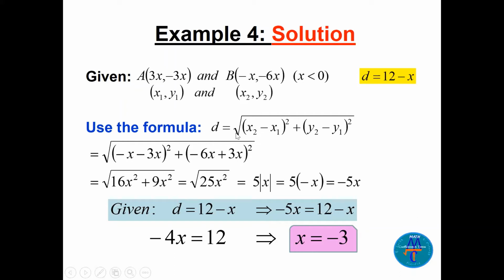Let's find the distance. x2, you see x2 here, minus x minus 3x, squared. And then y2, minus 6x, minus becomes plus. Now minus x minus 3x is minus 4x, squared, see, 16x squared. Minus 6x plus 3x is minus 3x. You square it, that's 9x squared. See, add here inside, you get 25x squared. That's the trick in the question.